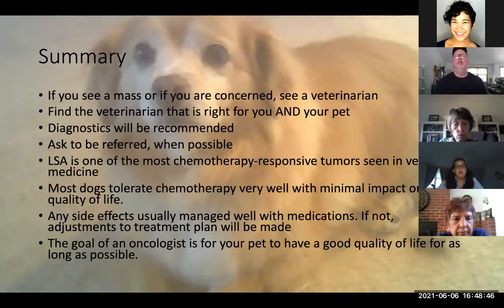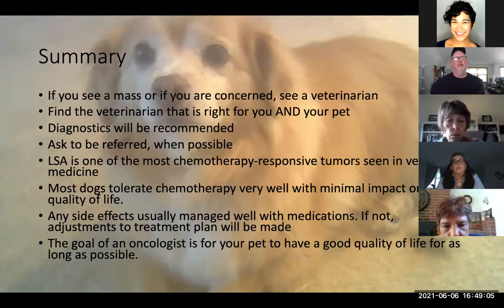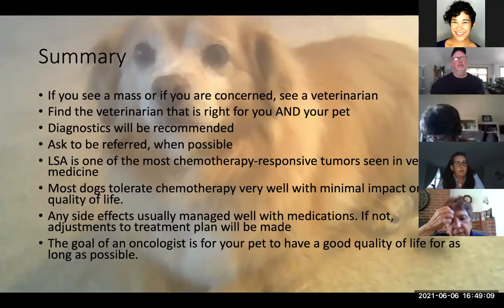So if you see a mass, or if you are concerned at any point about anything, you should see your GP vet. You know your pet best, so go ahead and recommend, I want some diagnostics, I want to investigate. If you have a diagnosis of any kind, whether it be a medical or a cancer diagnosis, and you want to go see specialists, ask for that referral.